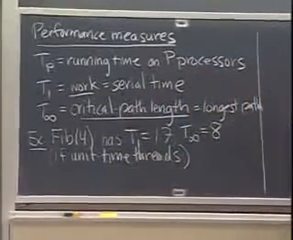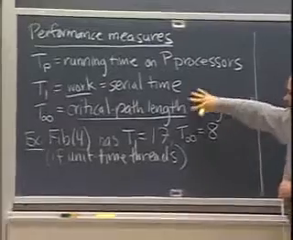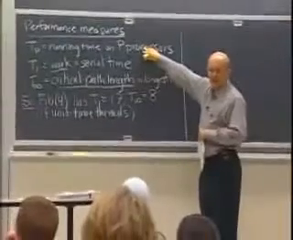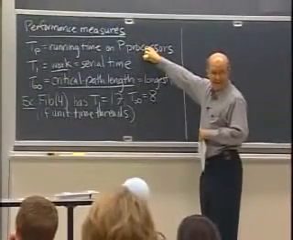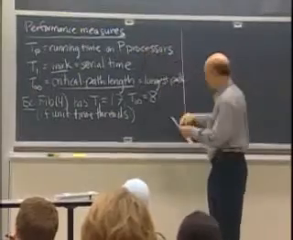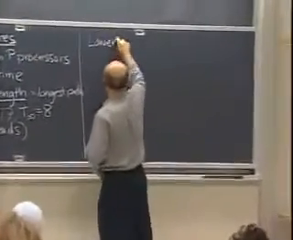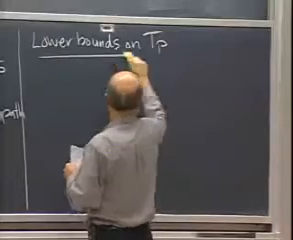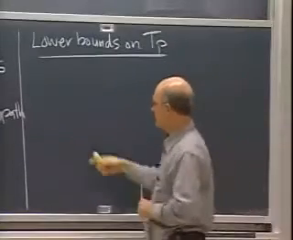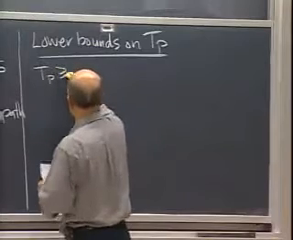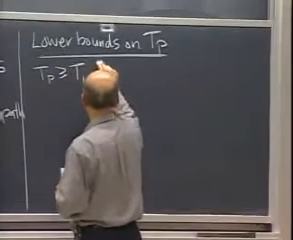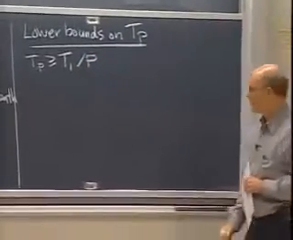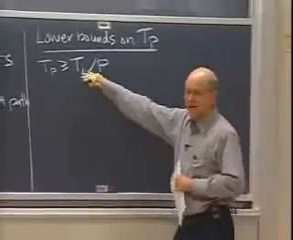And abstractly, this is, just for the notes, if they're unit time threads. Okay? So we can use these two measures to derive lower bounds on TP for P that fall between 1 and infinity. Okay? So the first lower bound we can derive is that TP has got to be at least T1 over P. Okay, so why is that a lower bound?